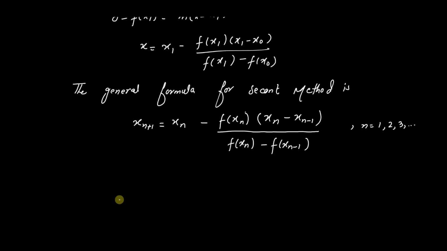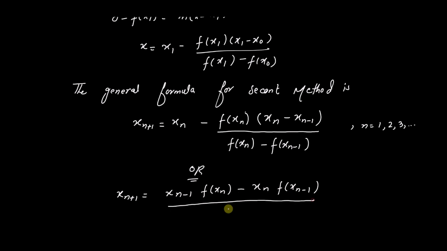Or we can write this formula as x n plus 1 is equal to x n minus 1 times f of x n, minus x n times f of x n minus 1, divided by f of x n minus f of x n minus 1, with n starting from 1, 2, 3, and so on. So this is the iterative formula for the secant method.